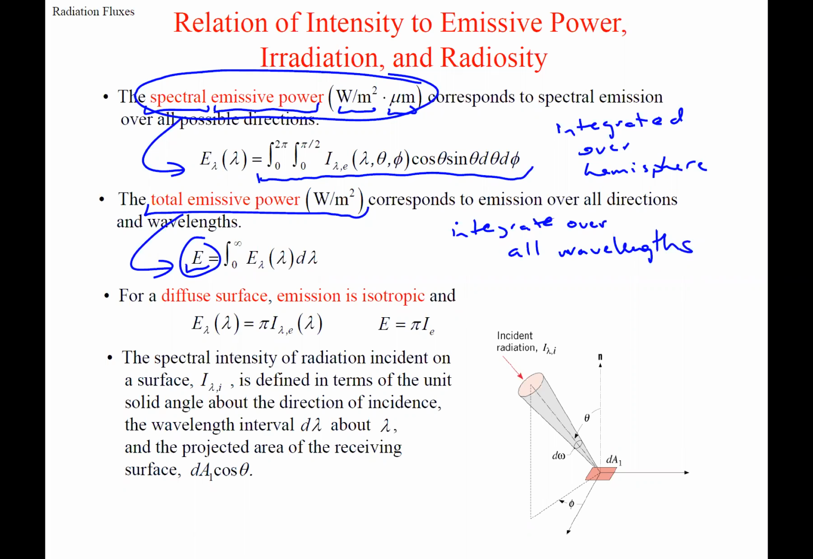Well, if we're able to say a surface is diffuse, where it's isotropic, it doesn't have a directional dependence, it's the same at any direction. Then when we do this integration over the direction, since it's the same at any direction, we actually just get pi here. And if we integrate over the wavelengths, then for total E, or total emissive power, we get this. So it simplifies it a great deal.